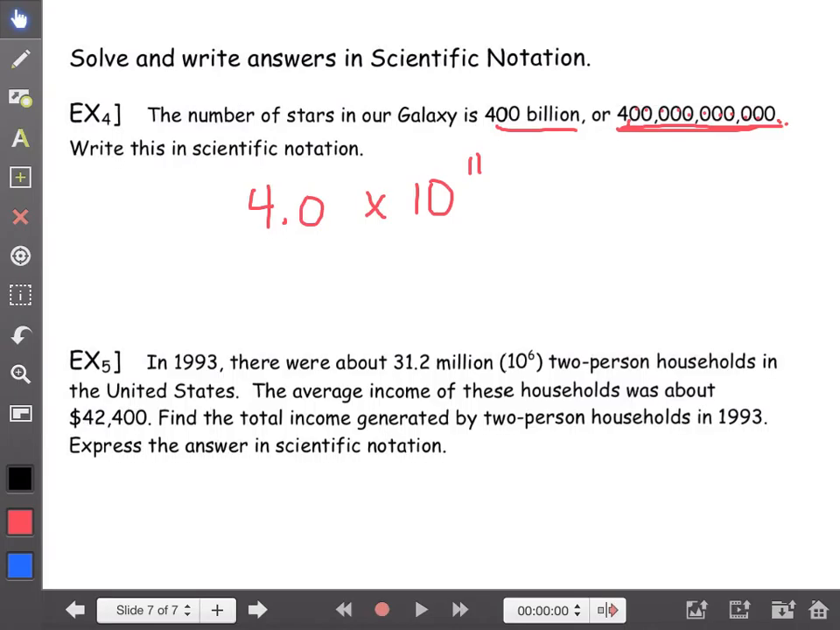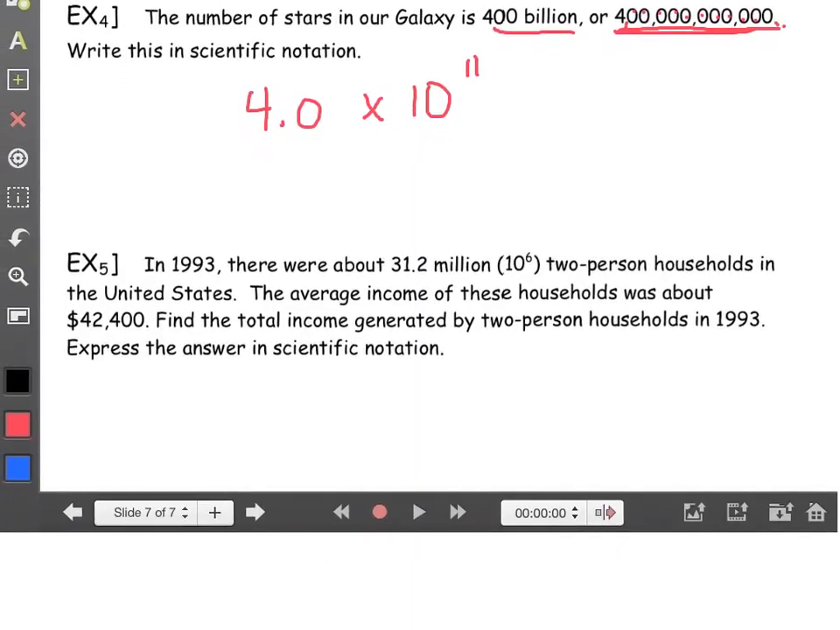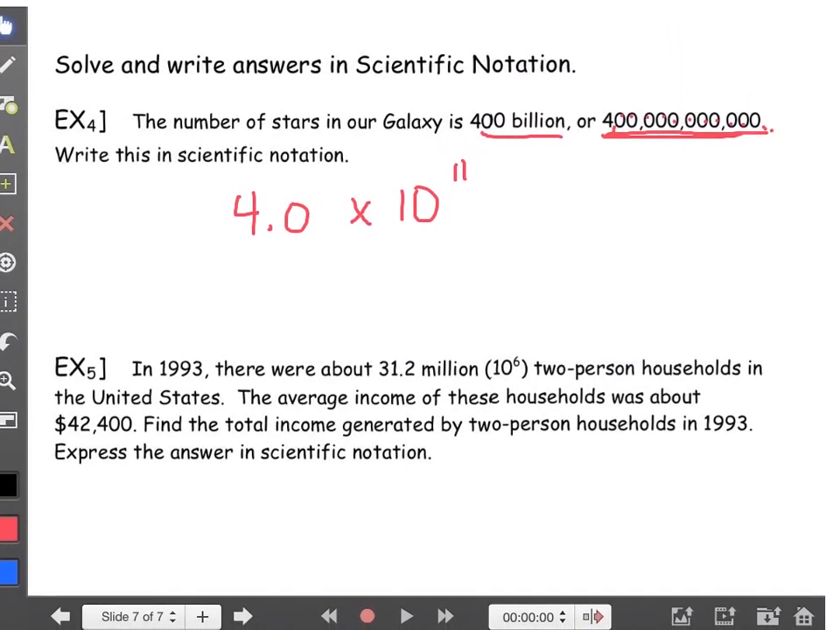Okay, next we're going to do example 5. So in 1993, there were about 31.2 million two-person households in the United States. The average income of these households was about $42,400. Find the total income generated by two-person households in 1993. So we need to do some scientific notation. So what we're going to do is take 31.2 million, and we need to write this number in scientific notation.